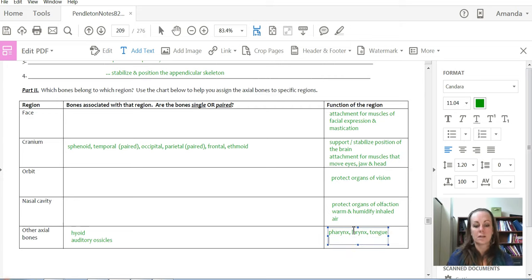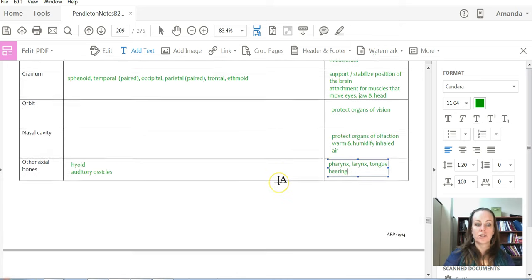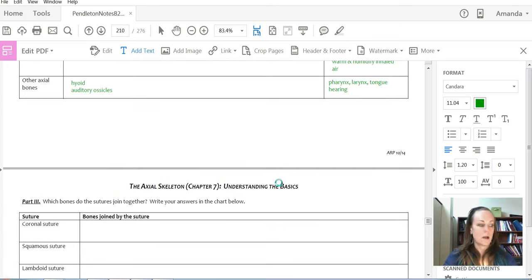The auditory ossicles, those are the ones that are involved in hearing. When sound waves come in your ears, auditory ossicles vibrate, and that helps transmit a signal to your brain that tells you you've heard something, that a sound wave is coming. Okay. So these are some of the different things that I want you to make sure you get here.